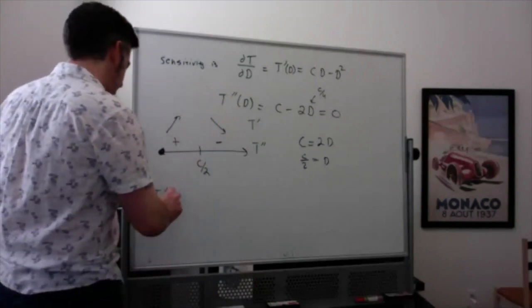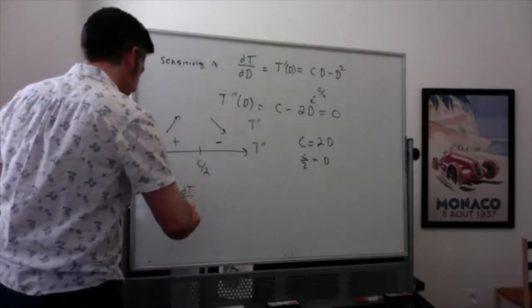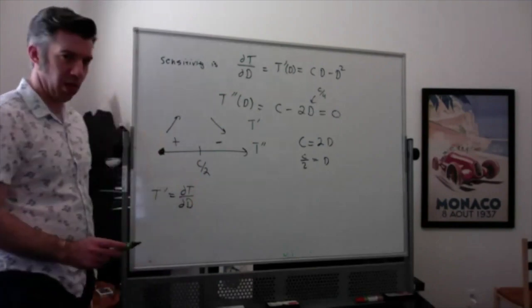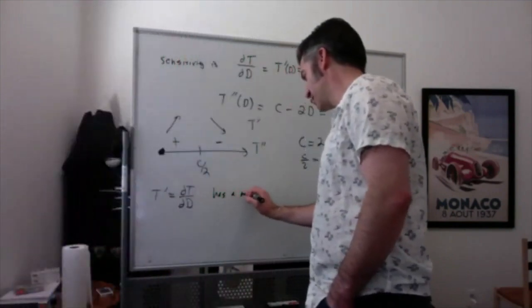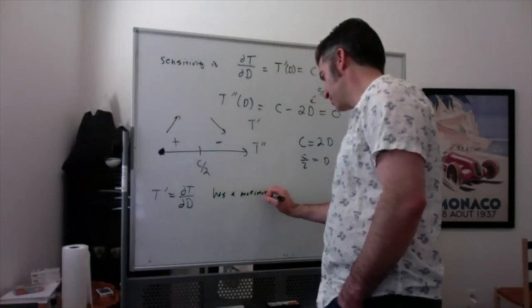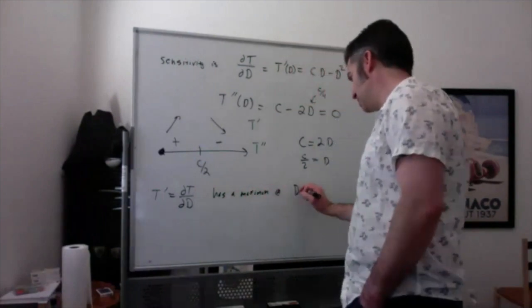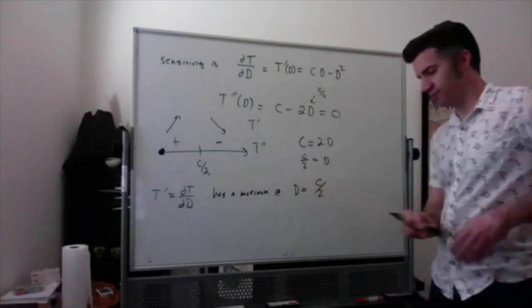So T prime, or dT/dD, has a maximum at D equal to C over 2.